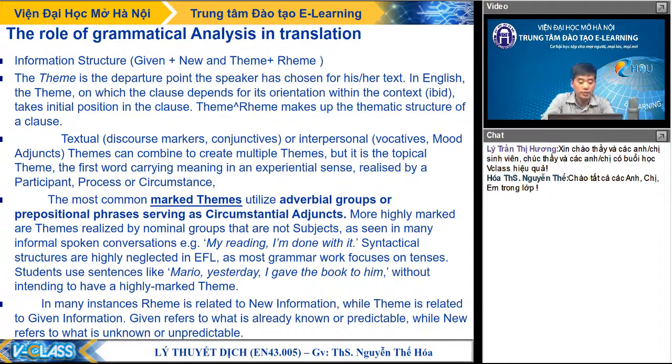For the textual, we have to consider the discourse marker conjunctive, and that is called the conjunct. For interpersonal meaning, we have to pay attention to vocative, and that means the way we speak to each other. Vocative, mood structures, and adjunct. Themes can combine to create multiple theme, but each is a topical theme, and sometimes the first word carrying the meaning is an experiential element realized by the participant, process, and circumstance.